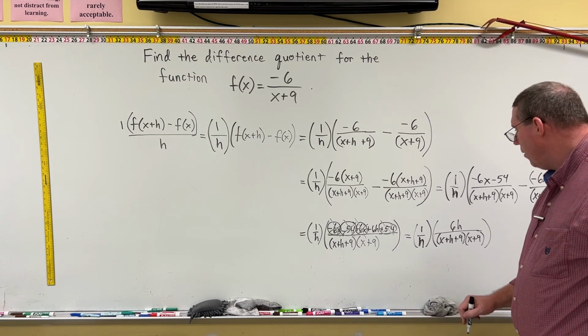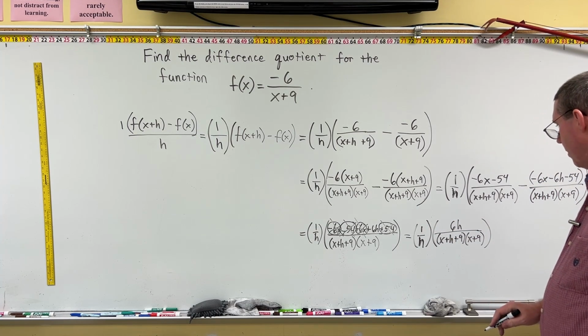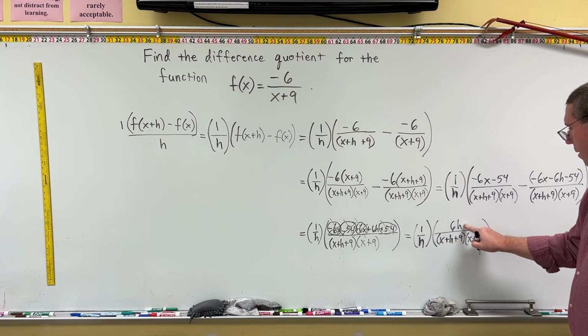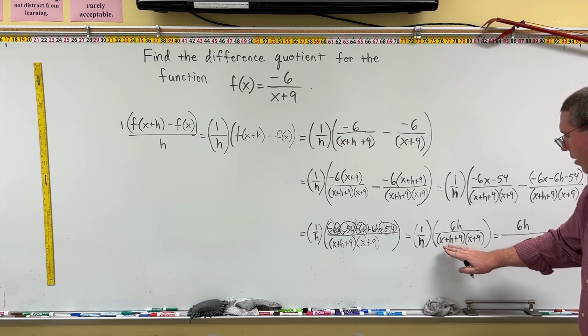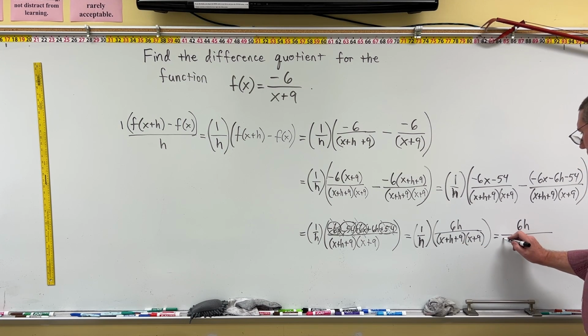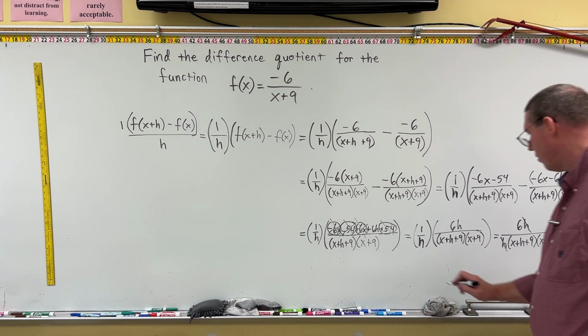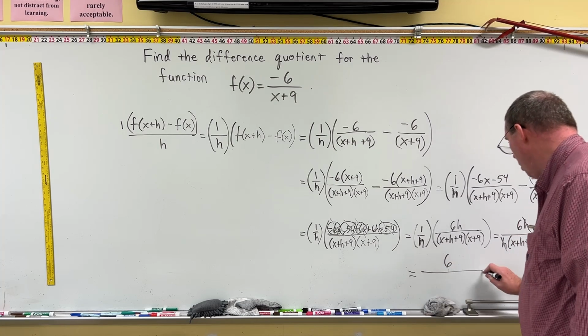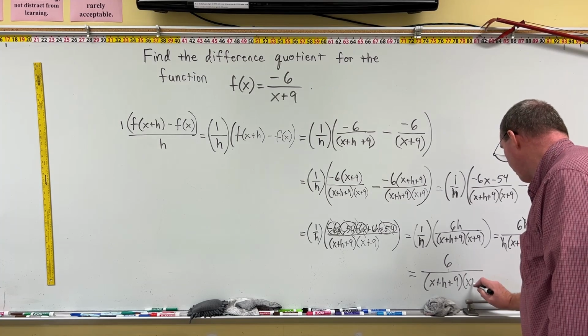And now I can multiply my 1 over h by this thing. And here's what it's going to become. 1 times 6h is just 6h. In the denominator, I have h times (x + h + 9) times (x + 9). I'm not going to combine them, I'm just going to leave them all separate. And now look, the h's cancel, just like in that last example we did. The h's both cancel, and our final answer is 6 over (x + h + 9)(x + 9).